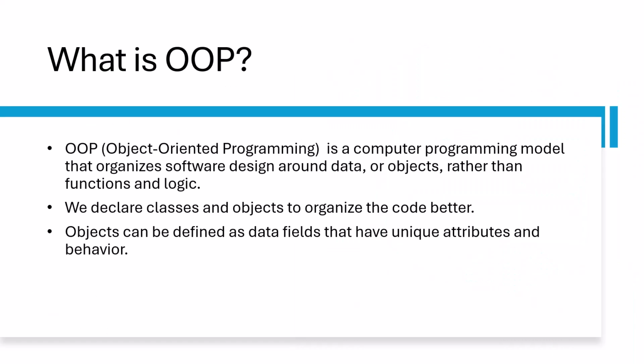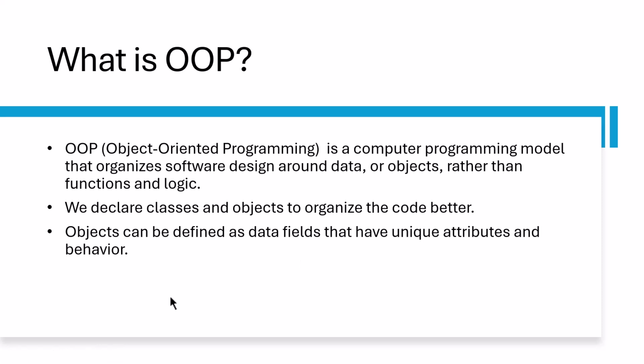First of all, what is object-oriented programming? OOP is a computer programming model that organizes software design around data, or objects, rather than functions and logic. What this initially means is it's more like a system which we use to organize and manipulate data a lot better. We declare classes and objects to organize our code better.